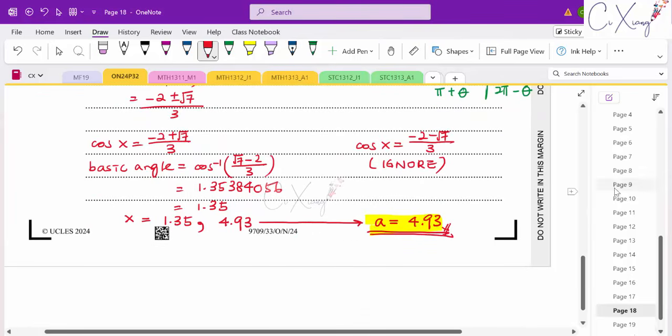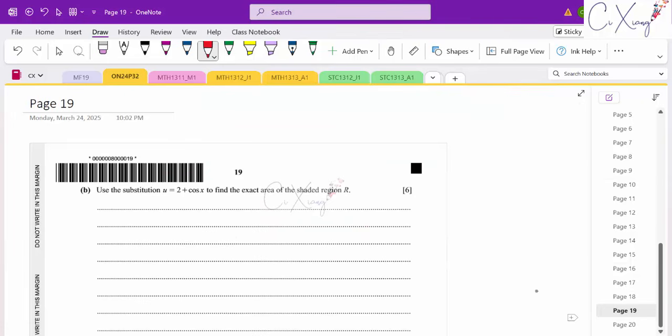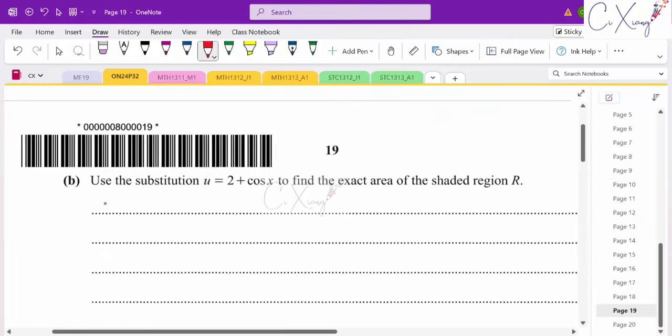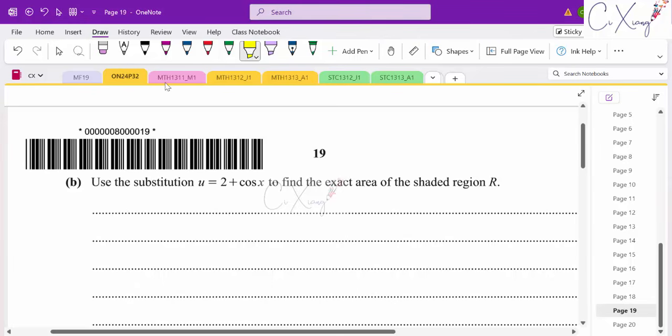Okay, all right. So let's continue to the very last part. Okay, so use the substitution of u equals 2 plus cos x. Find the exact area of the shaded region.